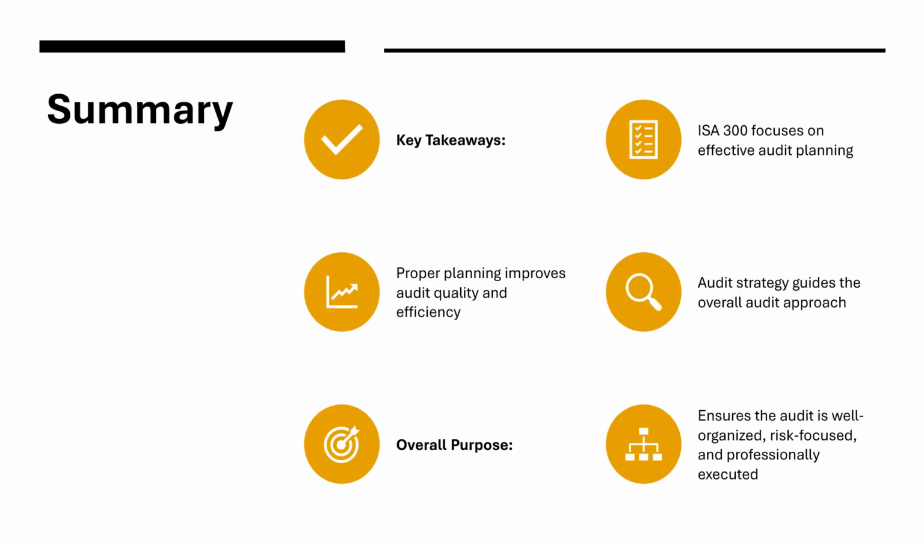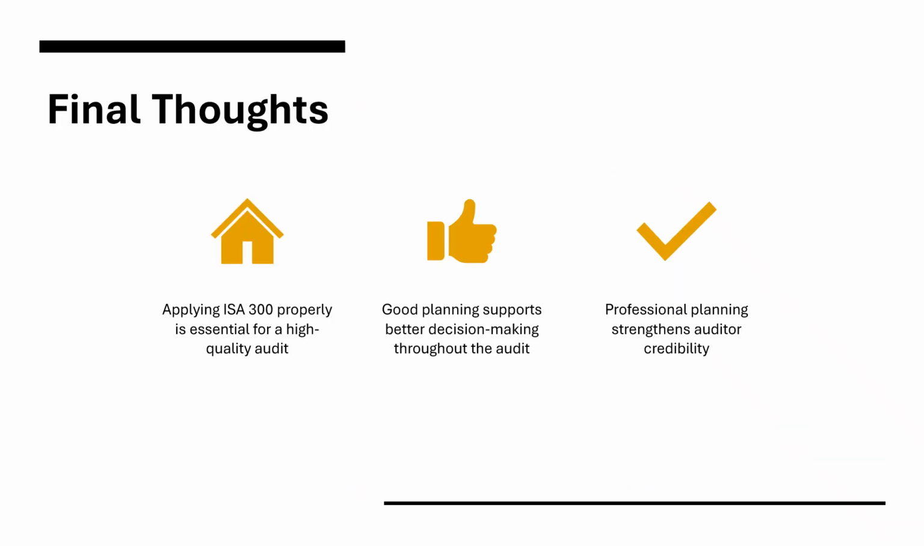To summarize, ISA 300 focuses on effective audit planning. Good planning improves audit quality, supports efficient audits, and ensures proper use of professional judgment. The audit strategy sets the direction, while the audit plan turns that strategy into action. Here are some final thoughts before closing. Applying ISA 300 properly is essential for a successful audit. Strong planning leads to better decision making, better risk management, and higher quality audit outcomes.